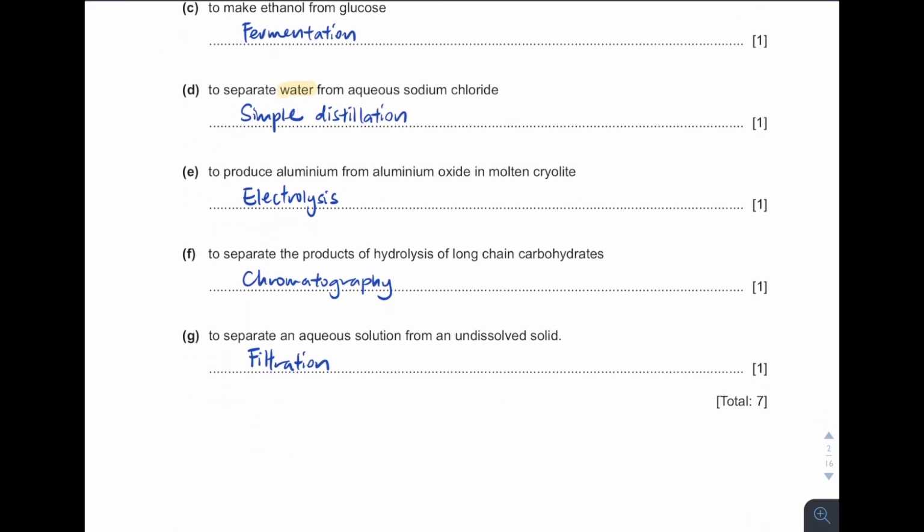Then aluminium from aluminium oxide dissolved in molten chloride is electrolysis. Separation of products of the hydrolysis of carbohydrates, it is chromatography. Remember, chromatography is used to separate all the natural monomers, for example glucose, amino acids. Then aqueous solution from undissolved solid. Liquid from solid is filtration.